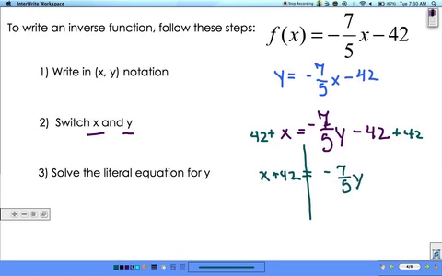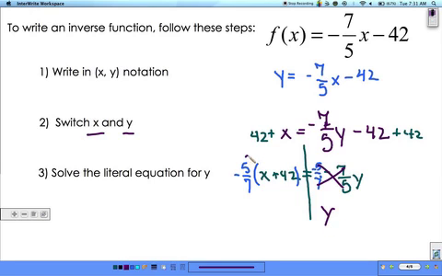And the next thing I want to do is multiply by the reciprocal of negative 7/5 to isolate y. So multiply by negative 5/7 on both sides. Remember, I need to distribute it when I do it on the other side, on the left. So I have negative 5/7. And the first thing I will do is just clean this up. Negative 5/7 times negative 7/5 multiplies to give me 1. I have just y on this side.